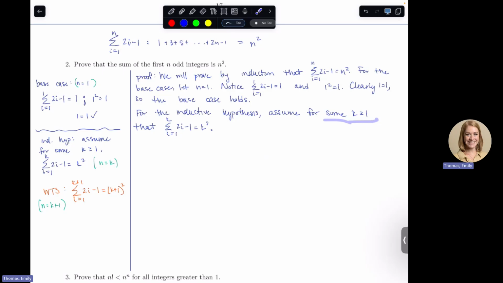For today, though, we're just assuming it works for some k greater than or equal to our base case. And then we're going to use this to show it works for k plus 1. So we're going to consider the sum from i equals 1 to k plus 1 of 2i minus 1.